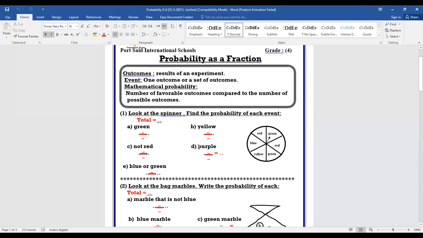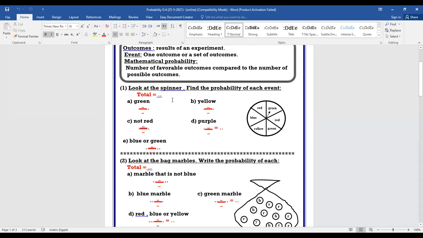Okay, for example, this spinner. How many parts in the spinner? How many parts in all? Count with me. 6. 1, 2, 3, 4, 5, 6. The total number of parts is 6. This will be the denominator.